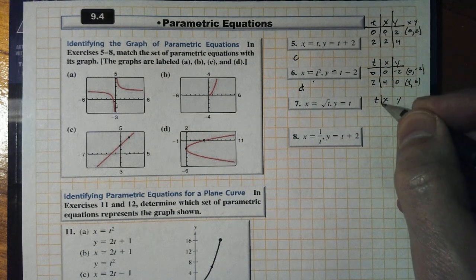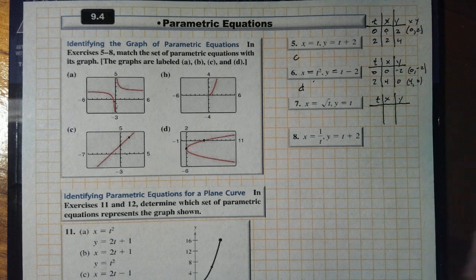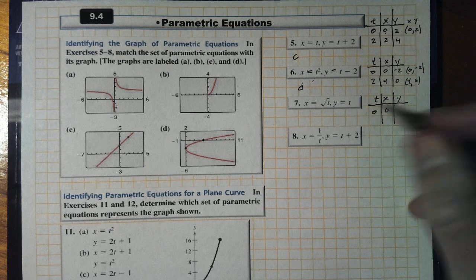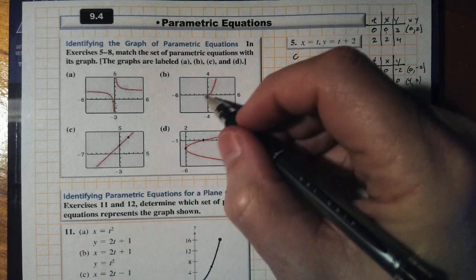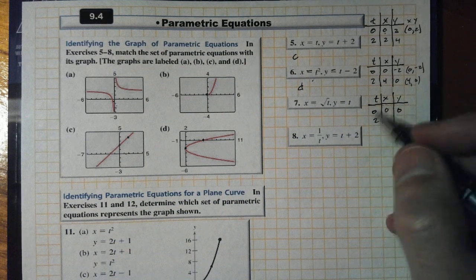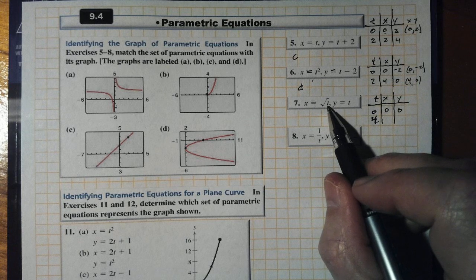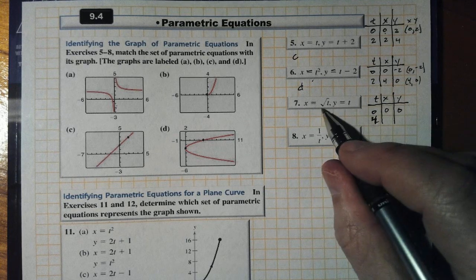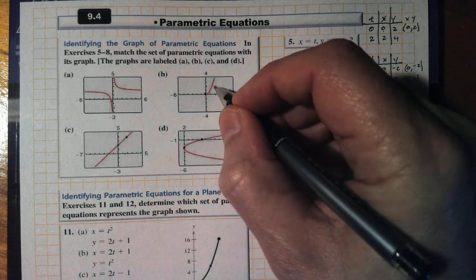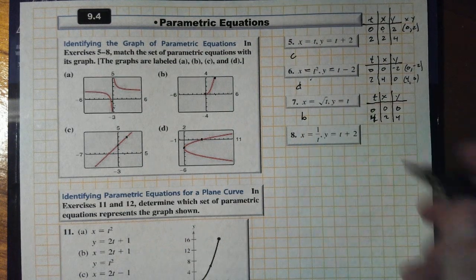T, x, and y. If t is 0, x is 0, and y is 0, (0, 0), looking like it's this one. Let's take a look. T is, oh, I'm going to jump to 4, I think for obvious reasons. T is 4, and I get x is the square root of 4, 2, and y is 4. (2, 4) certainly looks like it could be on there. So B.